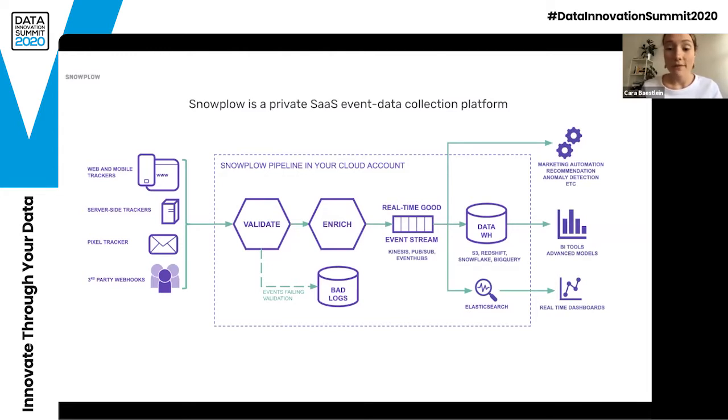The data is also available in multiple other places, so you can connect directly to the real-time event stream. If you have real-time use cases, the data can also be loaded into Elasticsearch in real time if you want to do any sort of real-time dashboarding. And of course, the data can also be stored in data lakes such as S3 or Google Cloud Storage. So that's the technology in a nutshell.